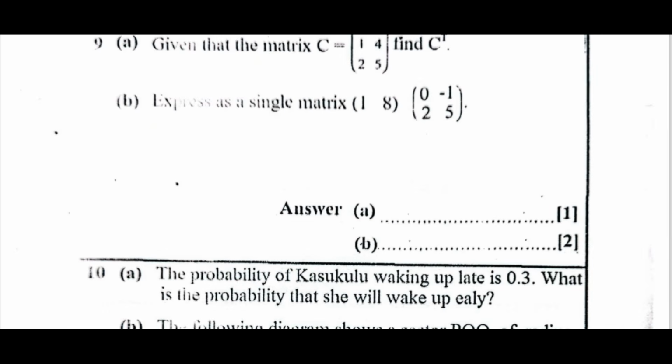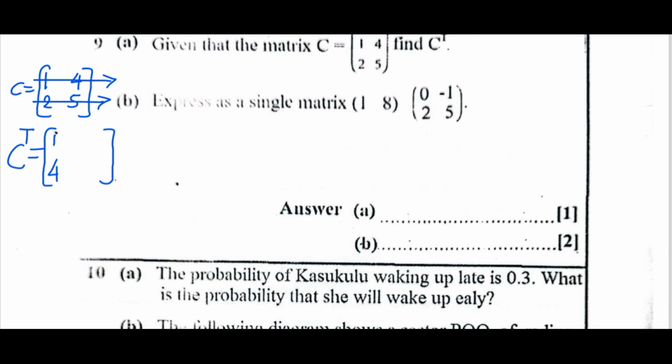Now we move on to question 9. Given that the matrix C has 1, 4, 2, 5, find C transpose. So the original matrix for C is this one. If we want to transpose a matrix, we just have to swap. So the first row of the first matrix will become the first column, which is 1, 4. Then this one will become now 2, 5. So this is our answer.